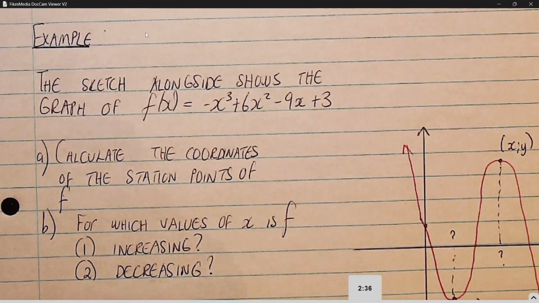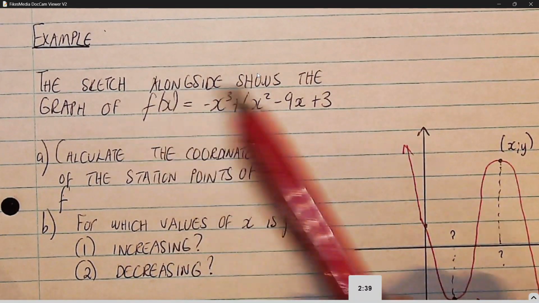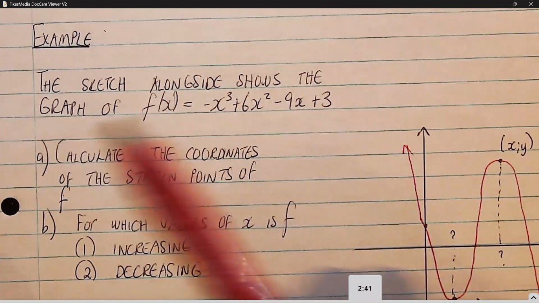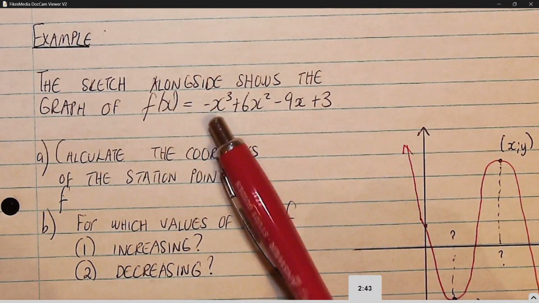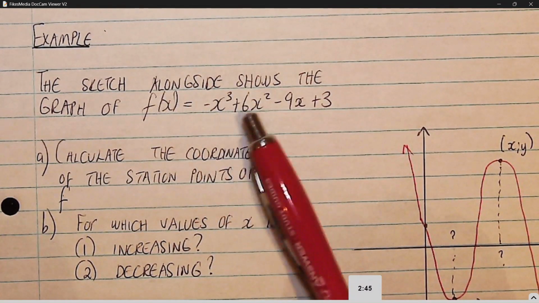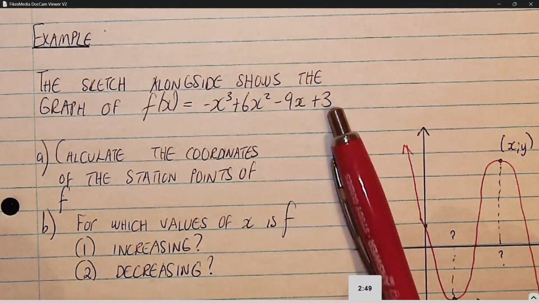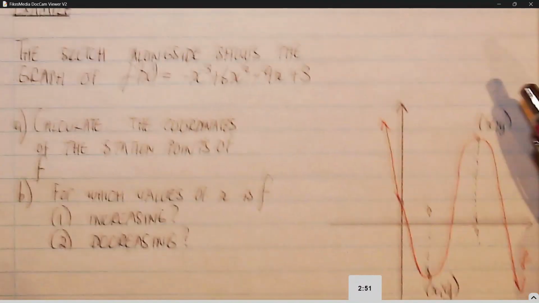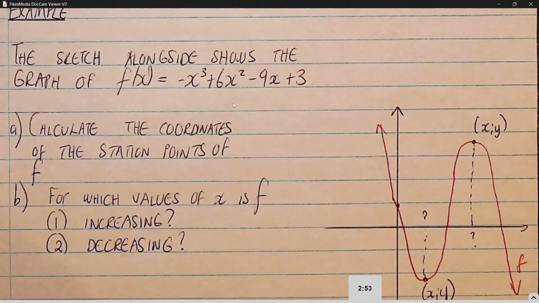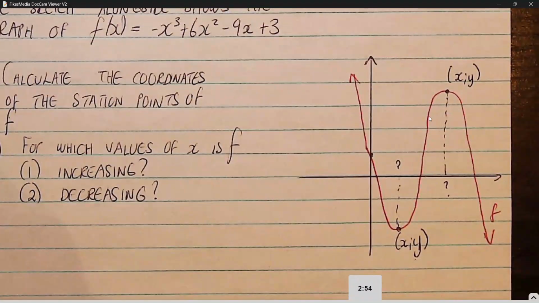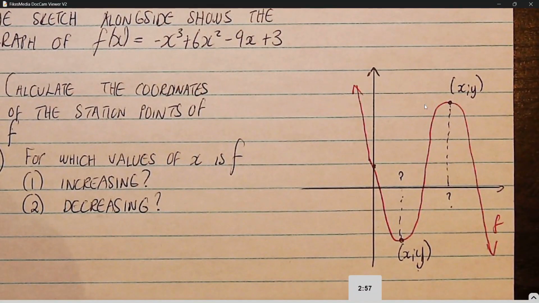It says that the sketch alongside shows the graph of f of x, which is equal to minus x to the power 3 plus 6x squared minus 9x plus 3, right? So now this is going to be our function, and our function is represented by this equation, right?